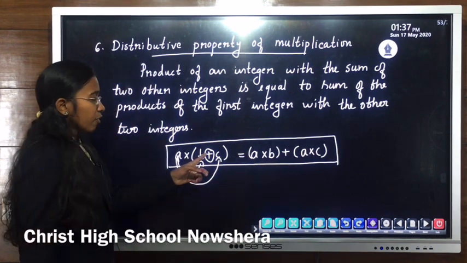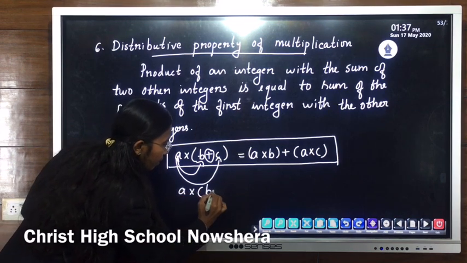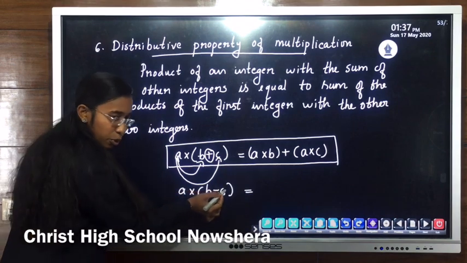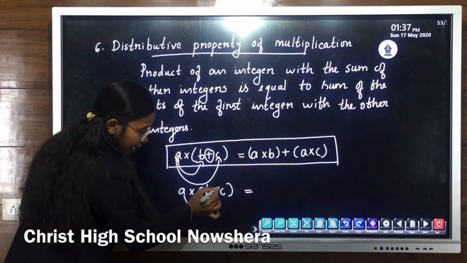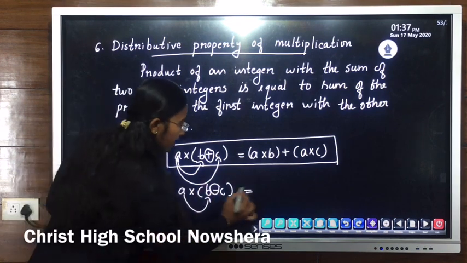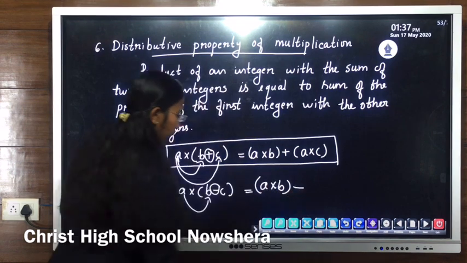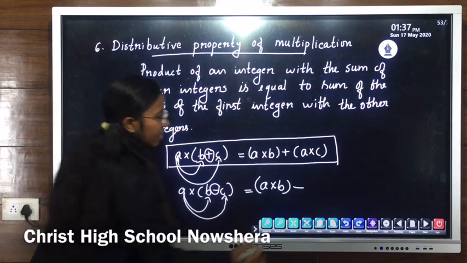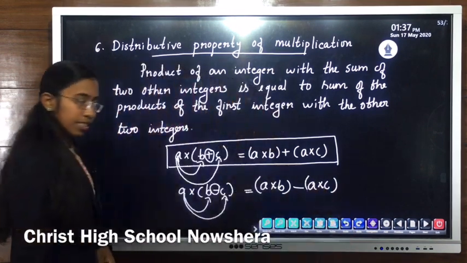Okay, at the place of plus, suppose here is minus, then a into (b minus c). Now also this a is common for both b and c. So first we multiply a with b, and what is the sign here? Minus. So here we can write a into b minus, again we multiply this a with c, that is a into c.